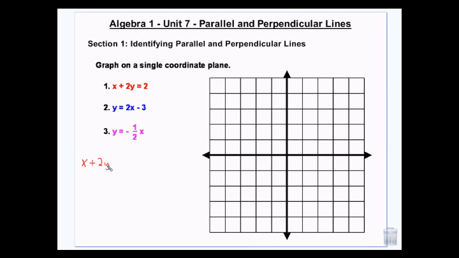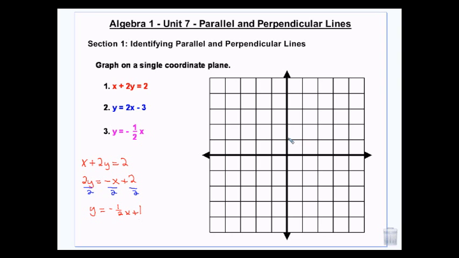x plus 2y equals 2. I'm going to move the x over so it becomes negative. And then I'm going to divide everything by 2. So I get y is equal to negative 1/2 x plus 1. Okay, so this is what I'm going to graph in red.